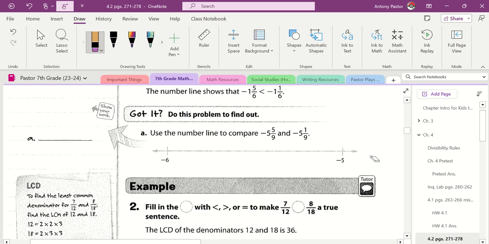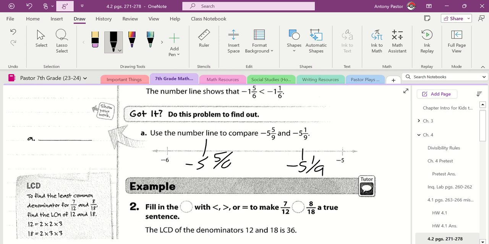Our example here is utilizing -5 and 5/9, comparing it to -5 and 1/9. Same idea here, both are negative, both have a whole number of 5, both have a denominator of 9. 5 and 1 is what we're comparing, just like last time. -5 and 1/9 would be somewhere close to here, whereas -5 and 5/9 would be somewhere closer to here. Again, would you rather owe somebody $1 or owe somebody $5? Therefore, -5 and 5/9 is smaller than -5 and 1/9.